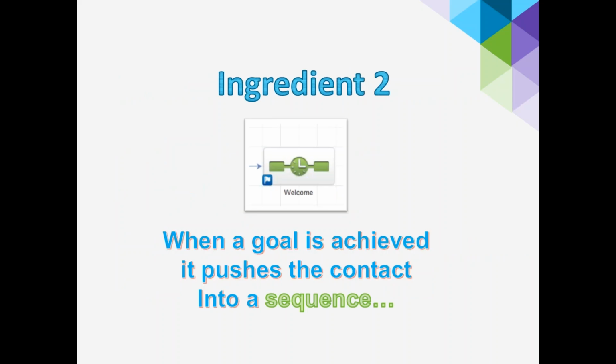The second ingredient is a sequence. And when a goal is achieved, so a web form is successfully filled out or a landing page is successfully filled out, Infusionsoft will automatically push that person into a sequence. So when a goal is achieved, it will push people into a sequence, and the sequence is represented by this rectangle. And the sequence is actually the Disneyland of Infusionsoft. It's where all of our automation magic happens.